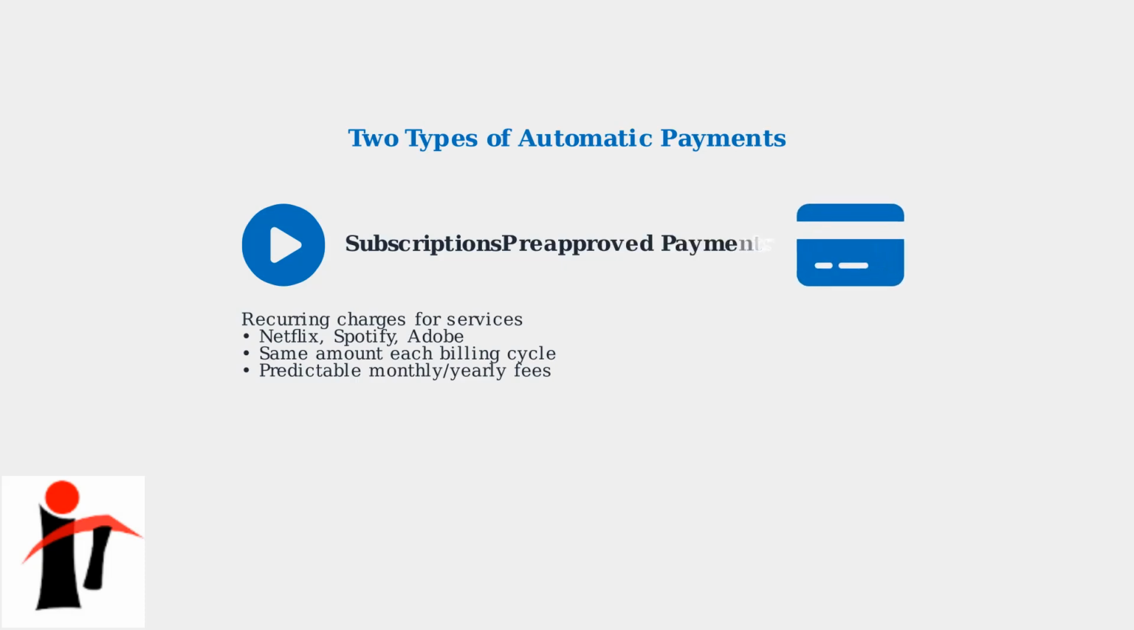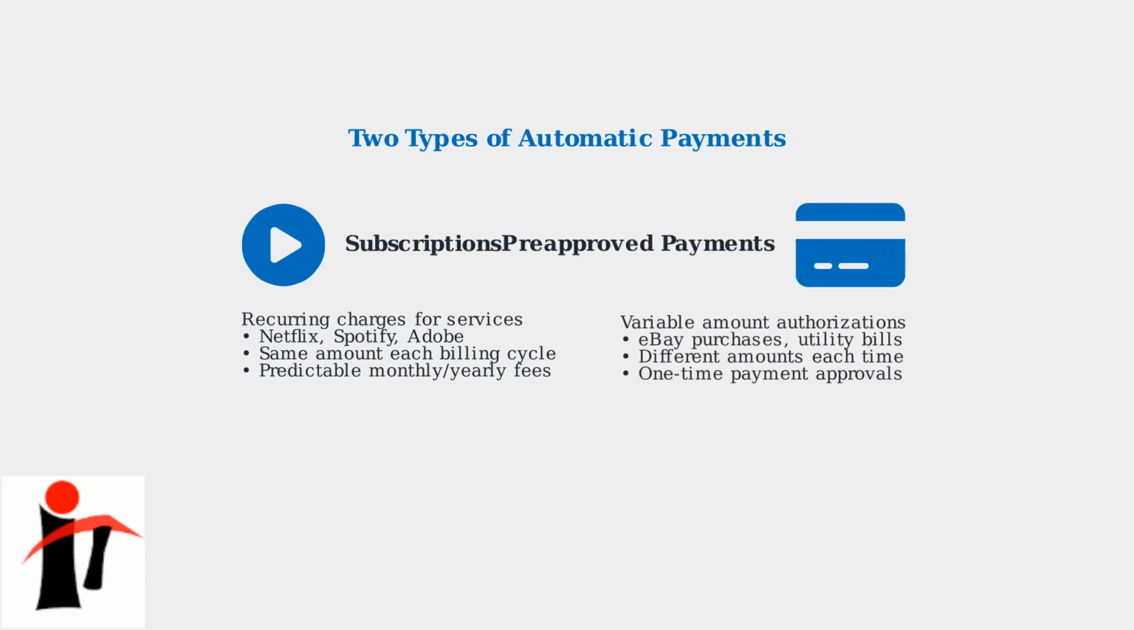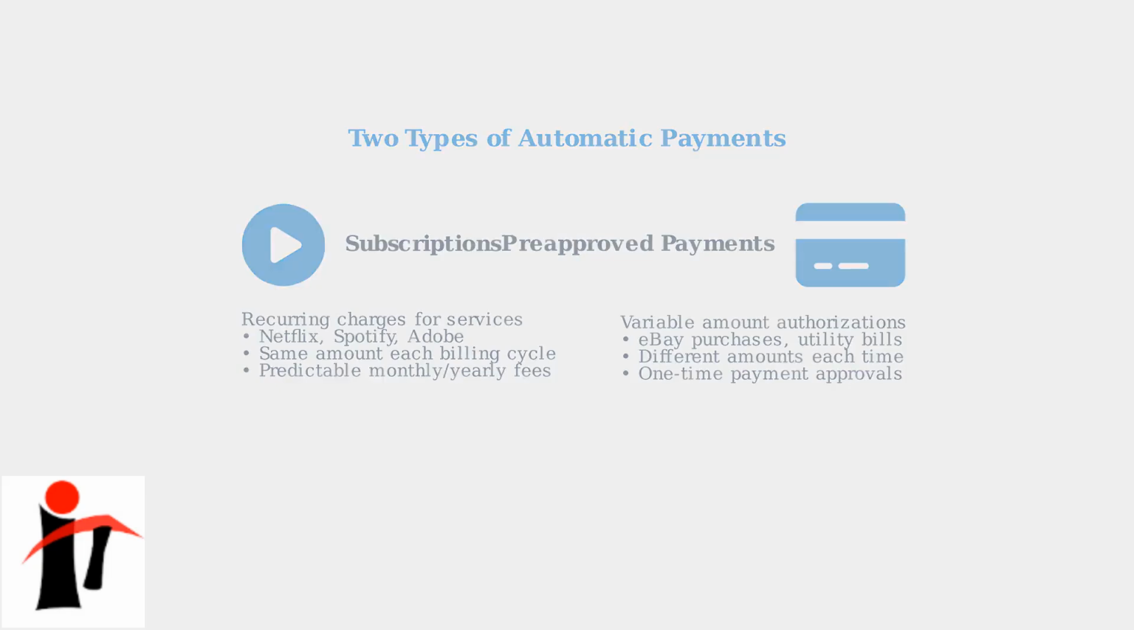The second type is pre-approved payments. These allow merchants to charge varying amounts. Examples include eBay purchases or utility bills where the amount changes each time. Now let's explore how to cancel these automatic payments.